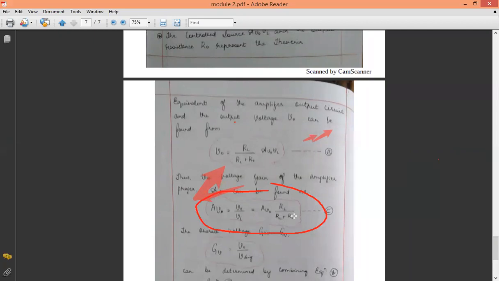So I want to tell you there are two gains. One is the open circuit voltage gain. The other one is just the voltage gain. Open circuit voltage gain means without RL. Just voltage gain means with RL. So AV naught, open circuit gain, is also V naught by Vi, but it is without RL. Understood? Everyone understood?